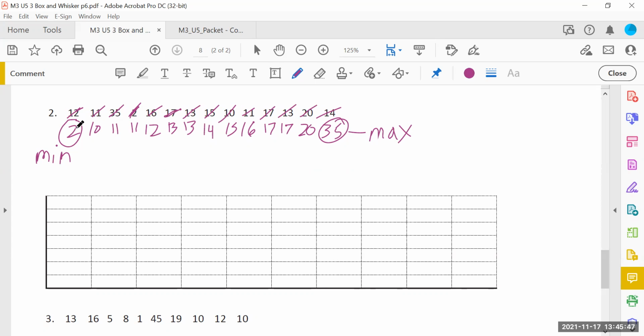So I'm going to find the middle two. That's 1, 2, 3, 4, 5, 6, 7. Right in here, 13 and 14. Halfway in between those two is going to be 13.5. Again, add them up, divide by 2. 13.5.